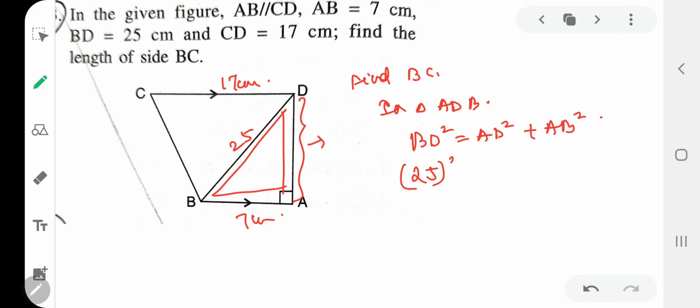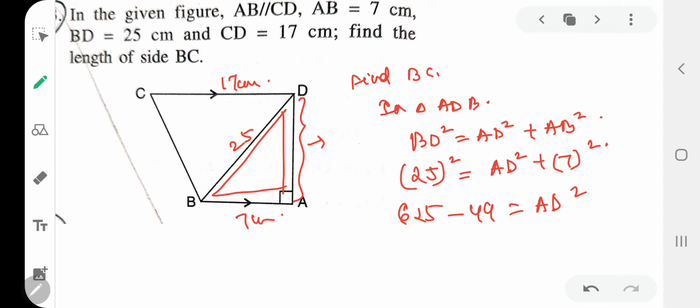BD is given as 25, AD you have to find and AB is given. My dear kids, you will get something like this. You have to subtract 49 from 625. That will be 576. And you will get AD as 24.